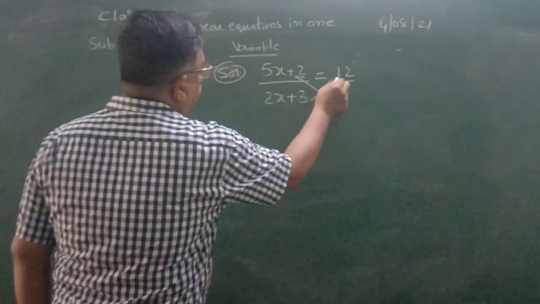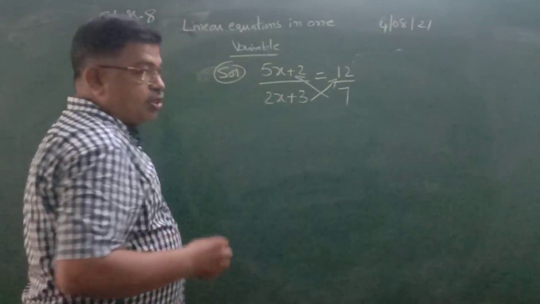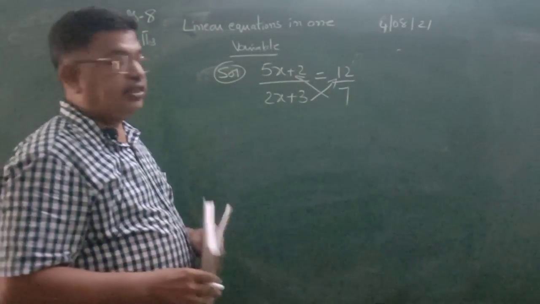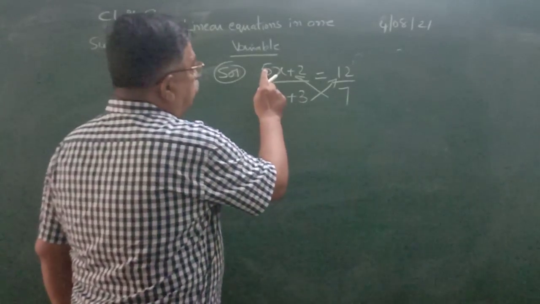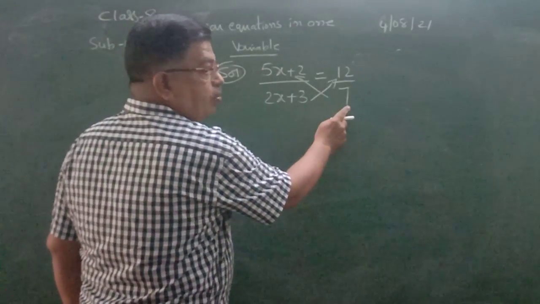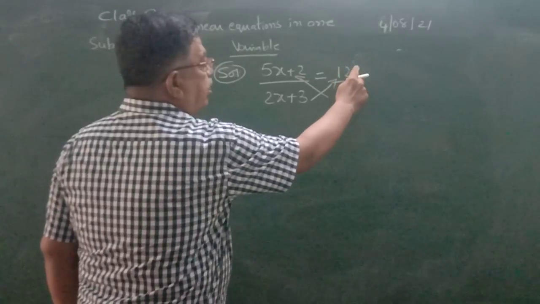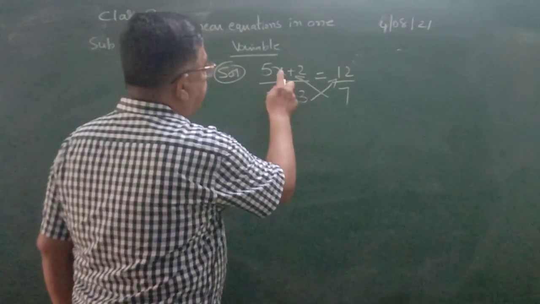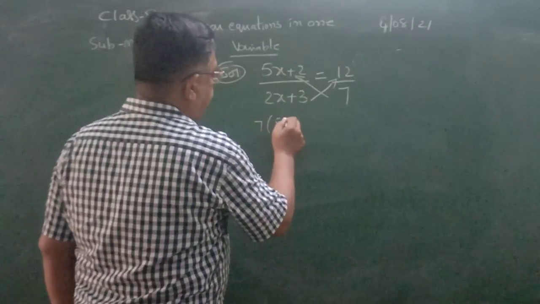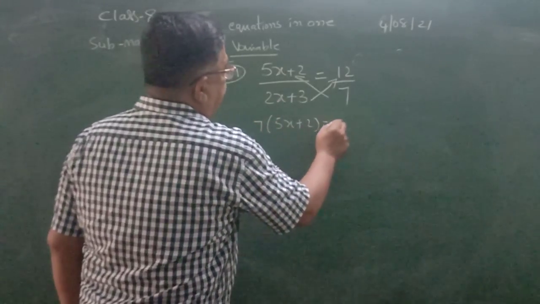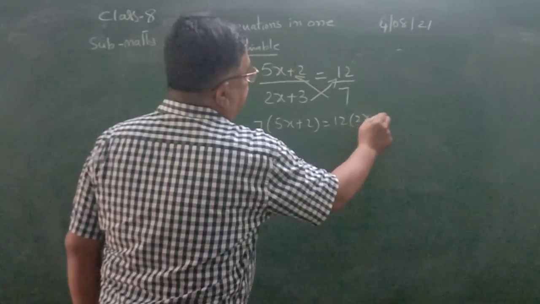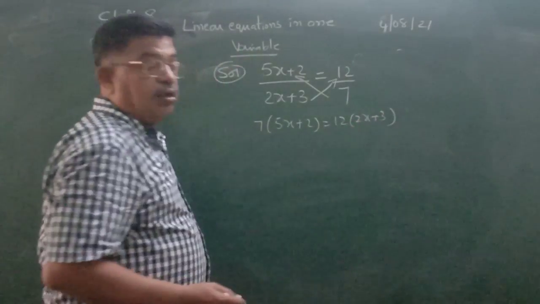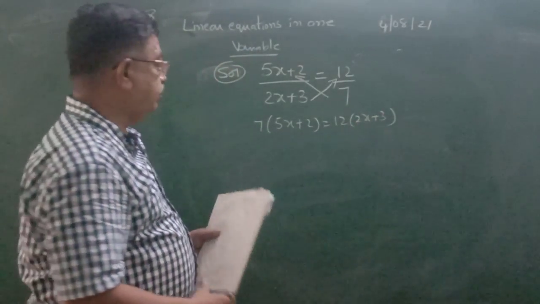Now, we try to cross multiply the given equation. That means the numerator of the LHS is multiplied with the denominator of the RHS, and the numerator of the RHS is multiplied with the denominator of the LHS. So, 7 into (5x + 2) is equal to 12 into (2x + 3). So, this is what is called cross multiplication.